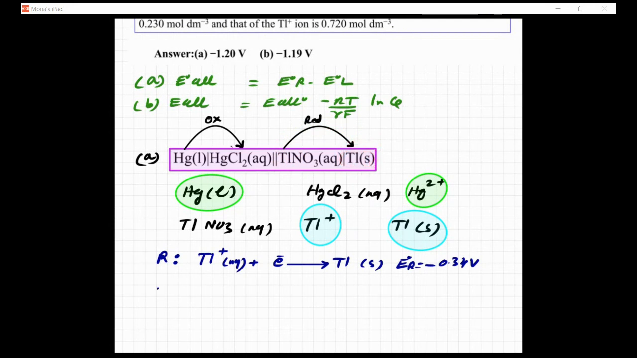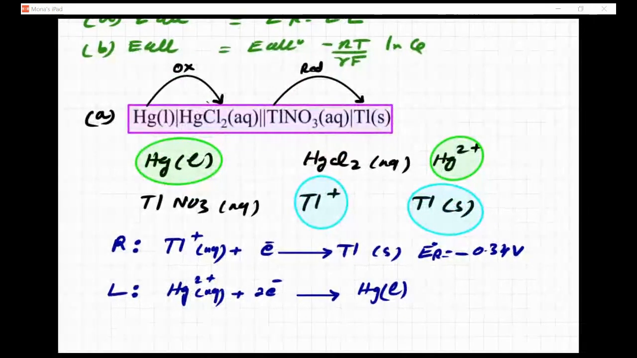Now the left side, it is the oxidation. Oxidation because Hg liquid is oxidized to Hg2 plus. This is, of course, on the left. So oxidation: Hg liquid is oxidized to Hg2 plus, but we are flipping as you are aware. We are flipping as usual, but it is actually oxidation.